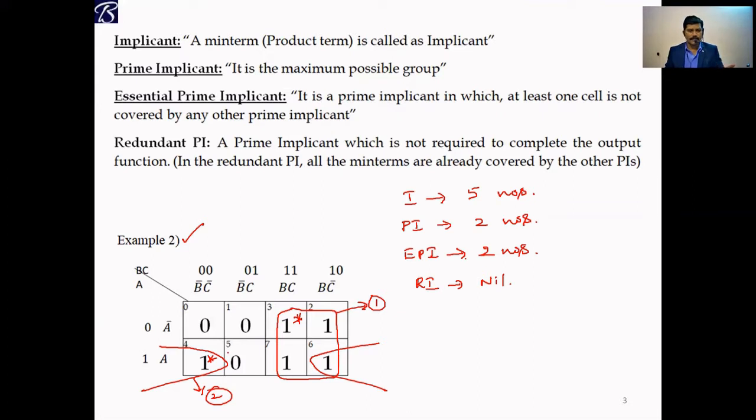Essential prime implicants in 2 ways we can define, right? It is a prime implicant in which at least one cell is not covered by any other prime implicant, and in the second way, the essential prime implicant is nothing but a group where there should be only one possibility of grouping. Now let us go to example 3 to clearly clarify what is an essential prime implicant.